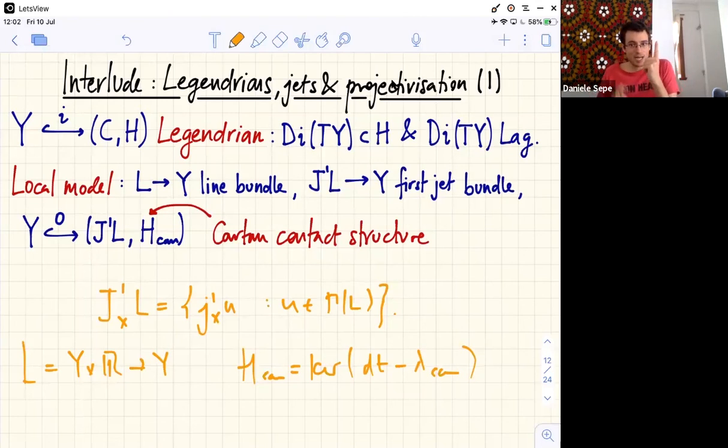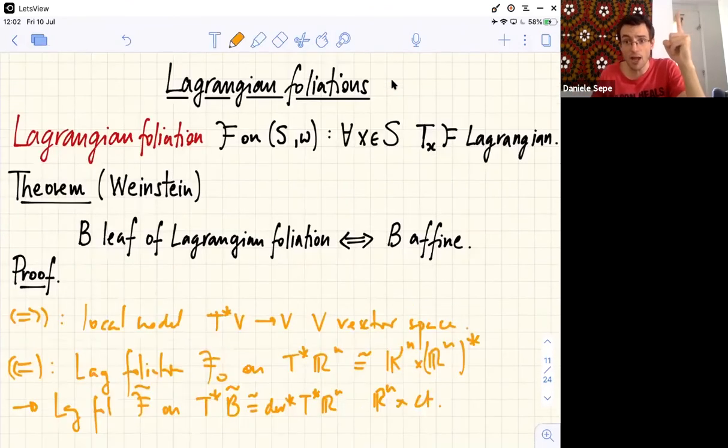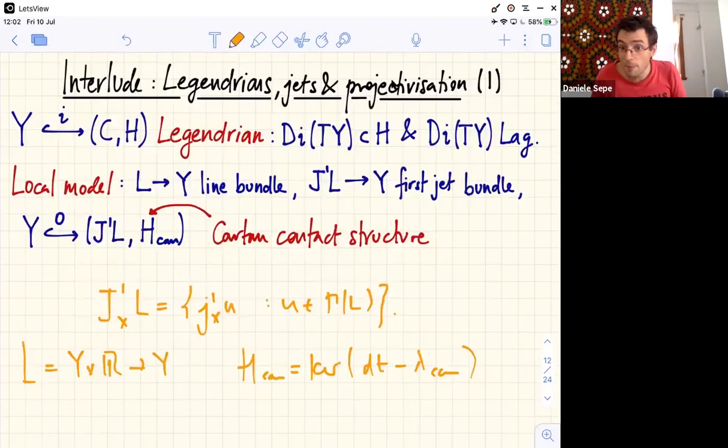But now, and this is why this interlude does not include all the words, there is a problem, people. In the Lagrangian case, in the cotangent bundle, the fibers and the base, so the zero section, are Lagrangian. This is true. The zero section and the fibers in the cotangent bundle are Lagrangian.